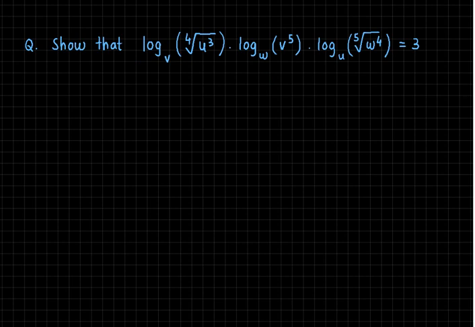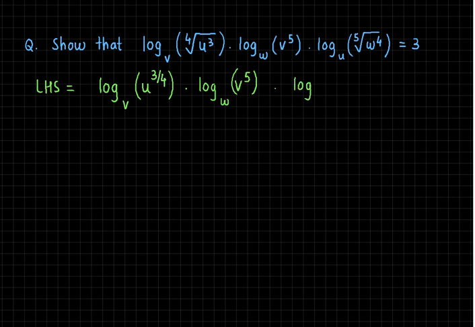Let's go ahead. Here we have to show that the expression on the left hand side, which includes the product of three log terms, should be equal to 3 on the right side. Right. So let us start off by simplifying the LHS. The first term is log of the 4th root of u, so clearly we can write that as u raised to 3 by 4 to the base v, into log of v raised to 5, we keep it as it is for now, to the base w, into the third term, log of w raised to 4 upon 5, the 5th root of w raised to 4, to the base u.